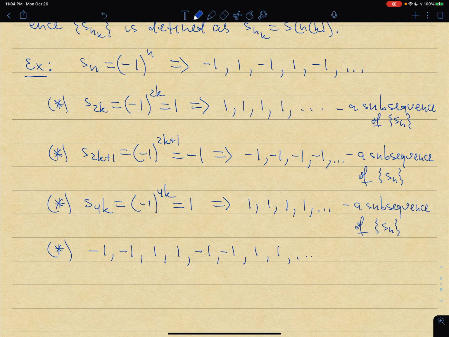Because how can I produce this sequence of minus 1 and 1s? For instance, I can take the first element, it's minus 1. I can take the third element, it's minus 1. Then I take the fourth element, it's 1. Then the next element, which is 1. That would be 1, 2, 3, 4, 5, 6, the sixth element is 1. Then the seventh element is minus 1. Ninth is minus 1. And so on. So this sequence of minus 1s and 1s is another particular example of a subsequence of Sn.